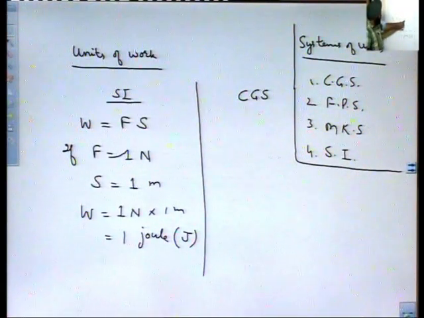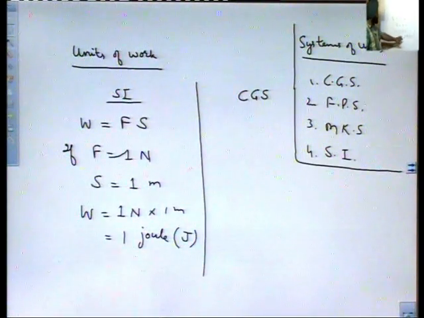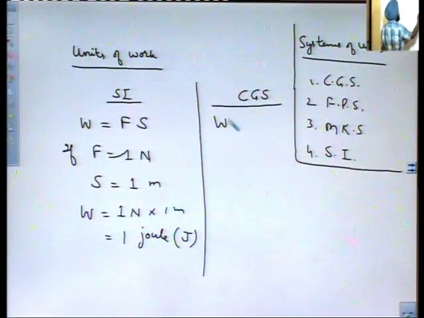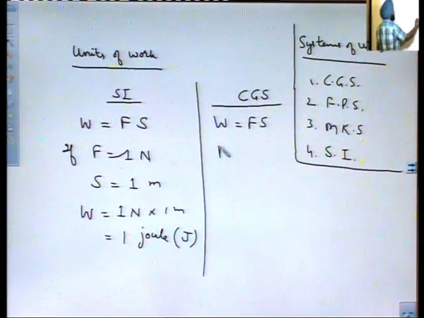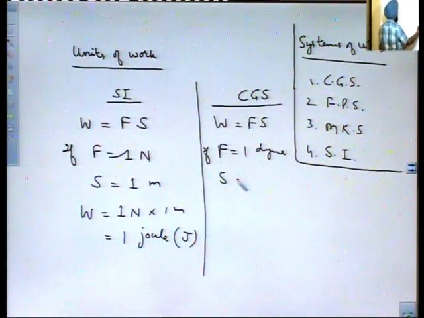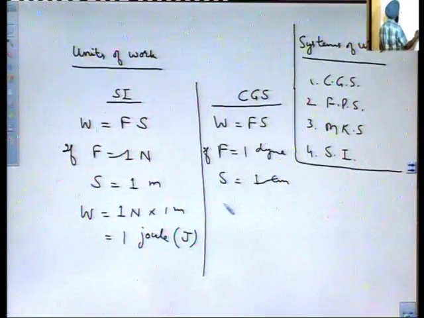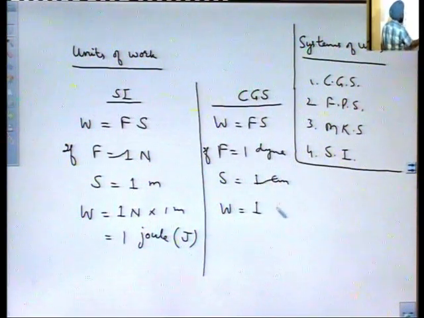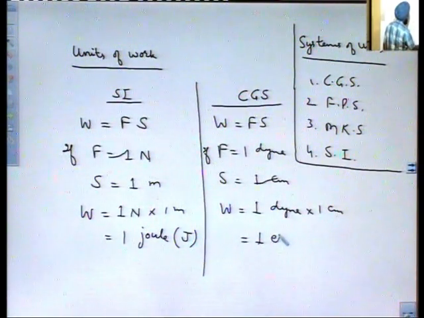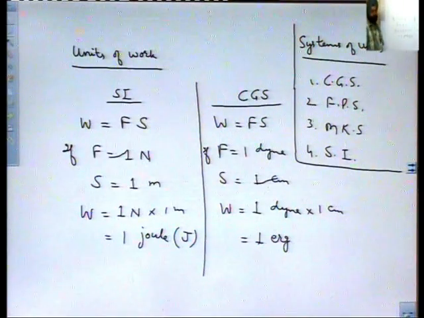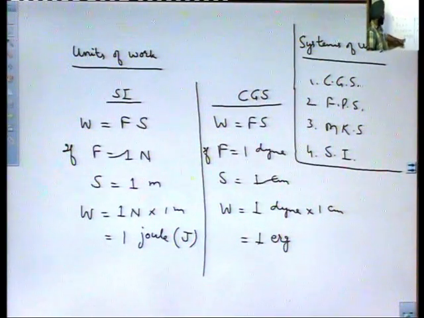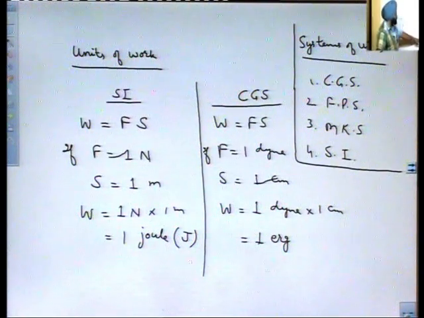When force is taken in Newton and distance in meter, then work is measured in Joule. On the other hand, if we have force 1 dyne and distance 1 centimeter, then work is equal to 1 dyne into 1 centimeter. This is called 1 erg. The unit of work in SI is Joule. The unit of work in CGS is erg.